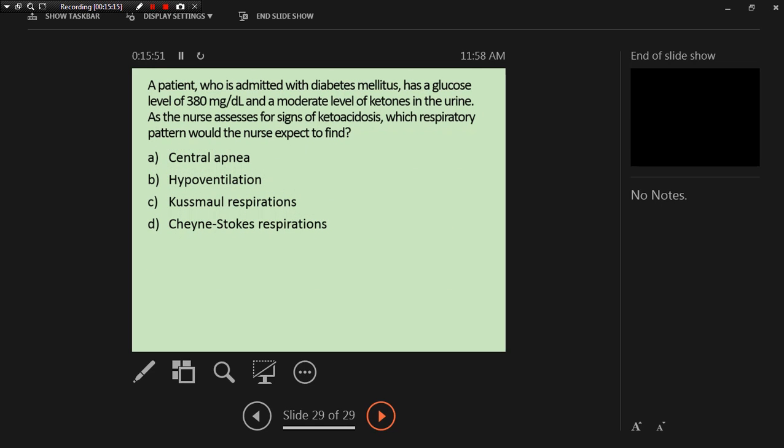So a patient who is admitted with diabetes mellitus has a glucose level of 380, moderate level of ketones in the urine. As the nurse assesses for signs of ketoacidosis, which respiratory pattern would the nurse expect to find? Kussmaul's.